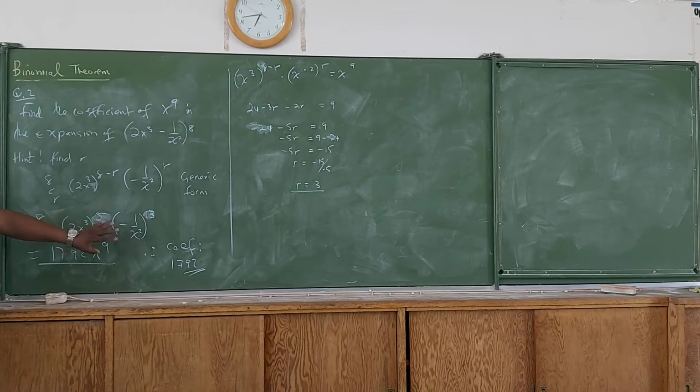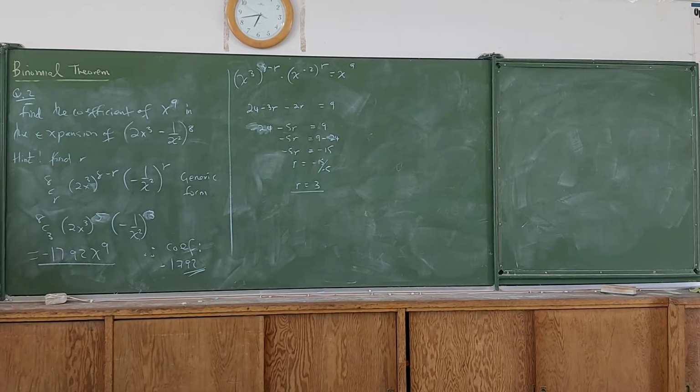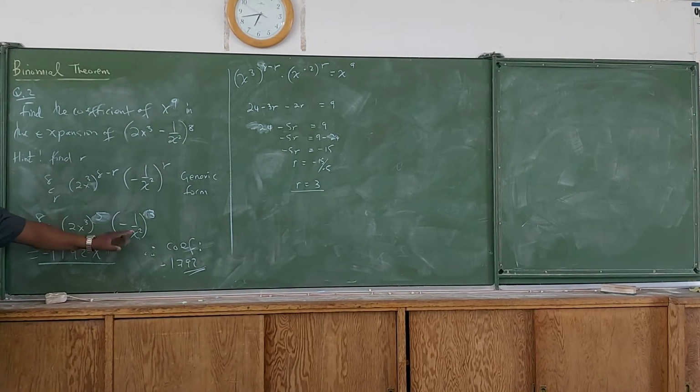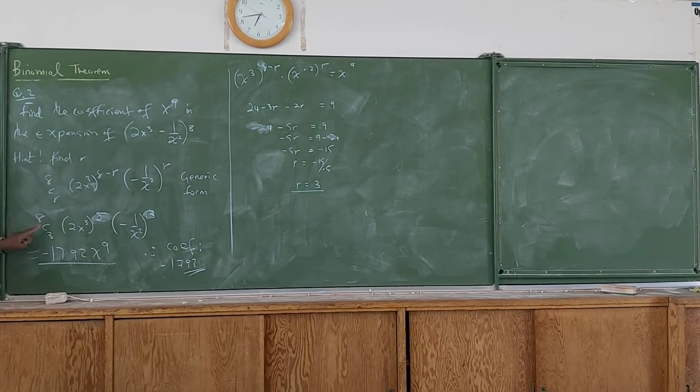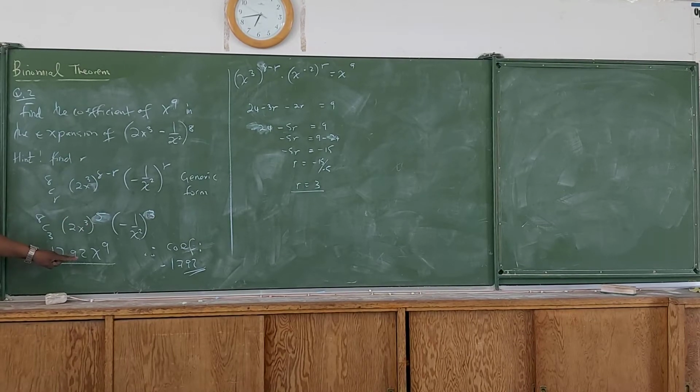I don't care about the x's because they are going to give me x to the power 9, right? But it's supposed to be negative because there's a negative here. So take out that negative 1. 8C3 times 2 raised to the power 5 gives you 1792. Is it true? Yes. But then there's a negative.